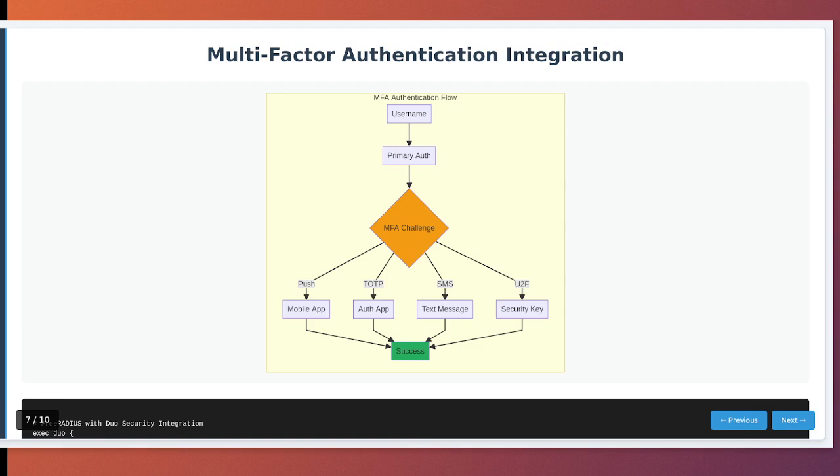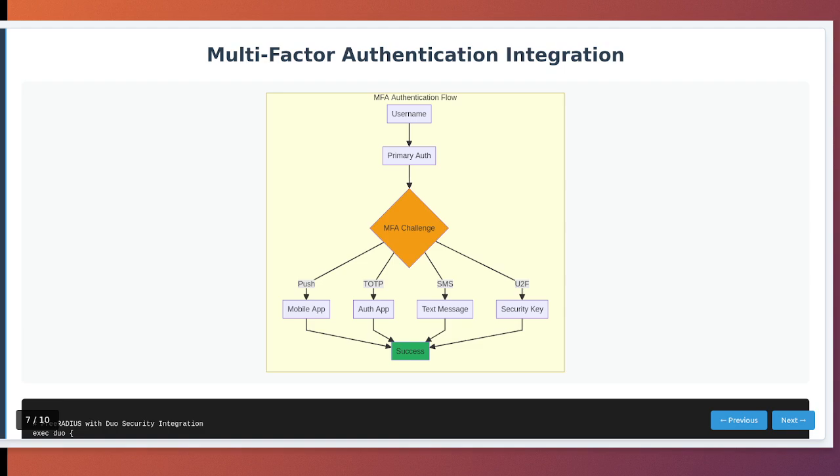Your RADIUS server can require a certificate, something you have, and a password, something you know, or integrate with modern MFA providers for push notifications, TOTP codes, or biometric authentication. I recently implemented MFA for a healthcare provider that needed to meet HIPAA compliance requirements.